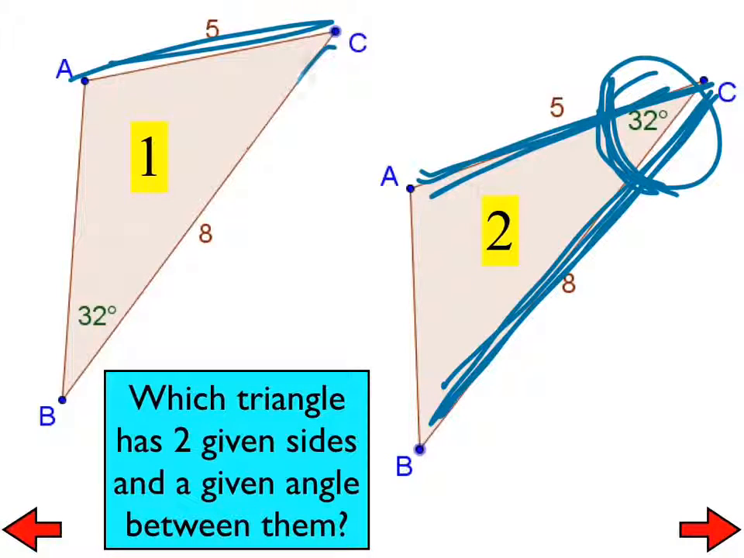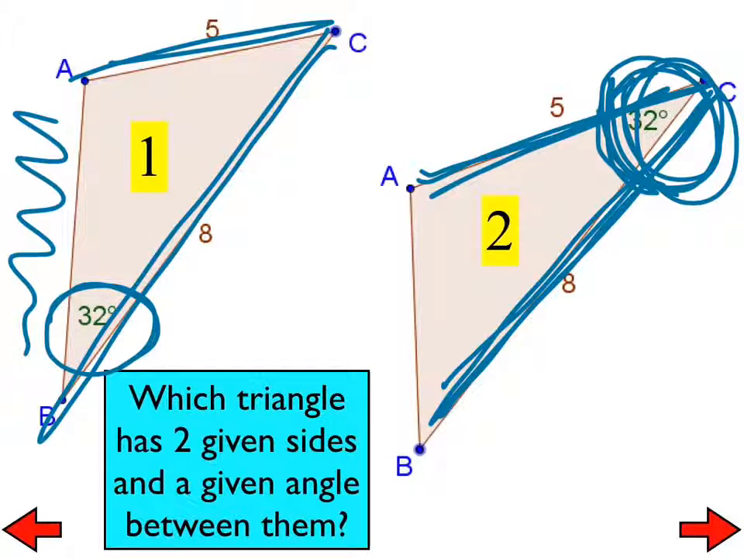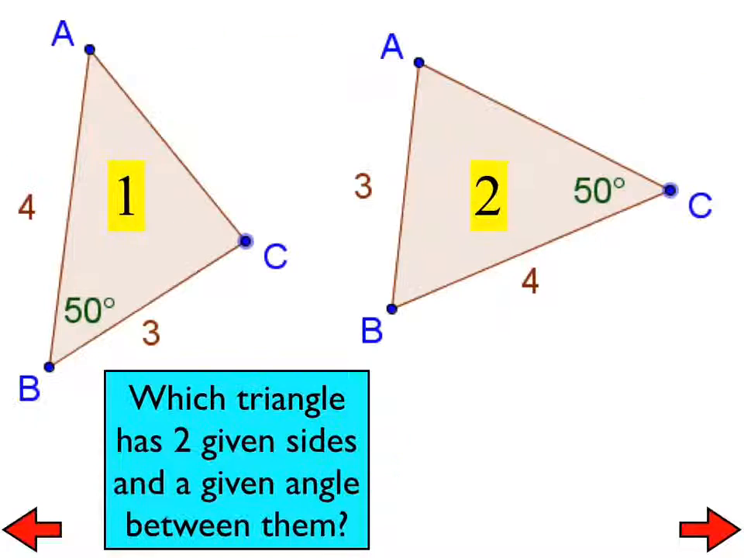Here, 5 is given, 8 is given, but the 32 is not in between them. It's in between 8 and something that we don't know. It's not in between two given sides. It has to be between the two that are labeled. You see how 32 is squished in between those two sides that I highlighted blue? Yeah. Okay, so let's do another practice.